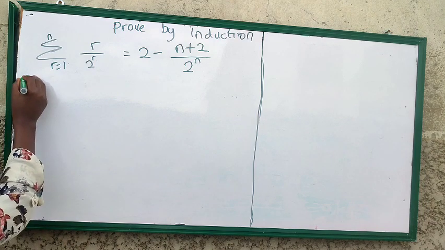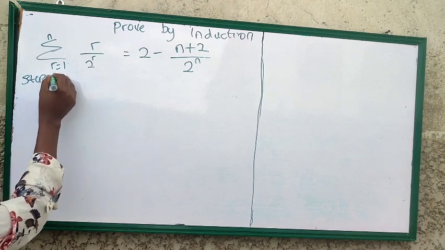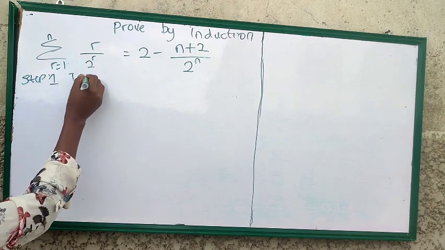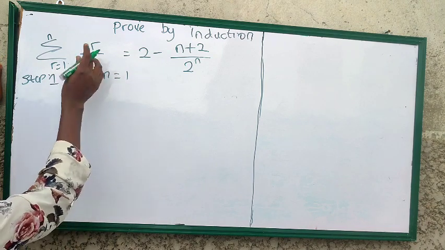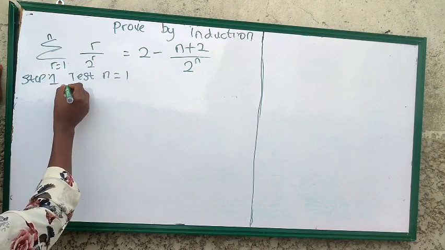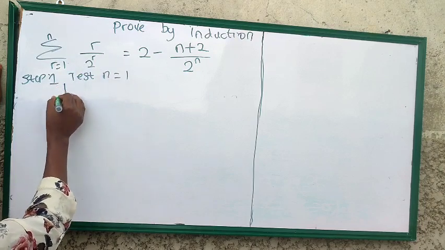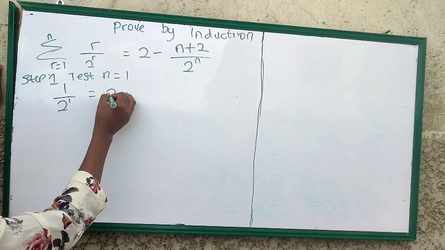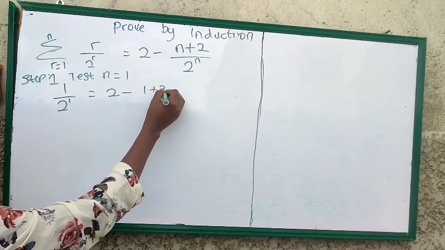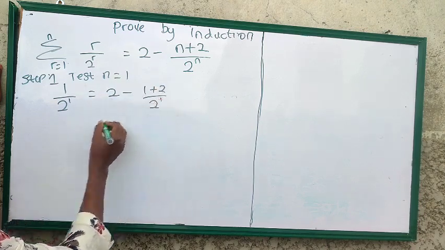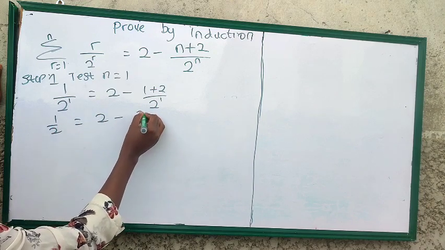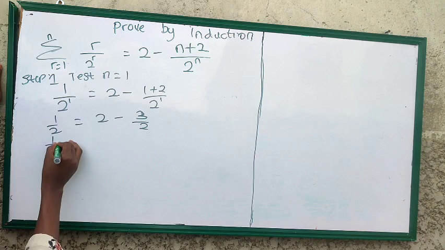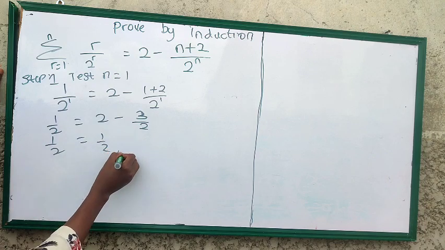So our first step is to test n equals 1. Anywhere we see n, we are going to put 1, and anywhere we see r, we are going to put 1. Now we have 1 divided by 2 to the power of 1 equals 2 minus (1 plus 2) divided by 2 to the power of 1. So we have 1 over 2 equals 2 minus 3 over 2, which is 1 over 2, 1 over 2. It means it is true for n equals 1.